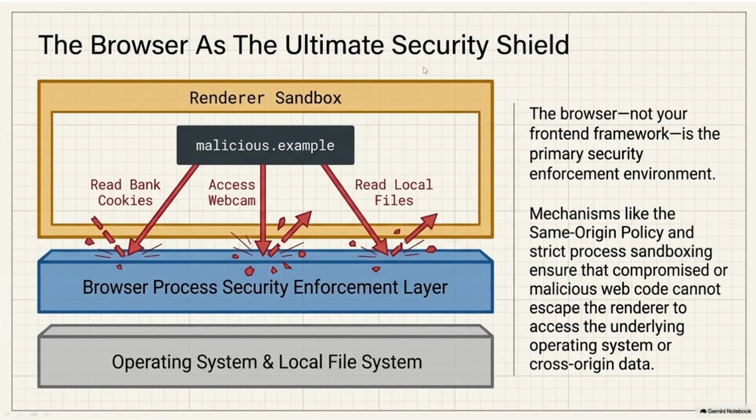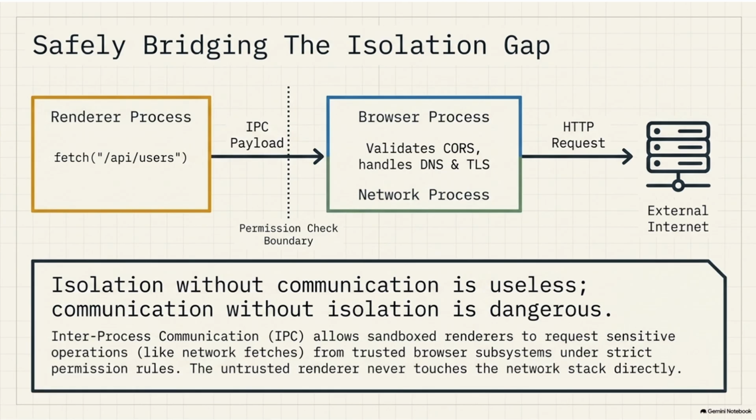The browser acts as an ultimate security shield. As I told you, the renderer now acts like a sandbox, so it cannot access another tab or your OS-level files or folders. So, safely bridging the isolation gap: the renderer process calls fetch, which means it needs to go to the network process, because network calls are handled by the network process. The IPC, inter-process communication, passes the payload to the network process, which validates it, does the CORS validation and those things, and then sends the HTTP request.